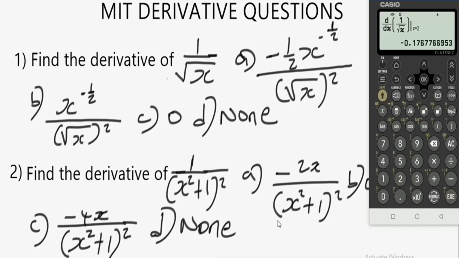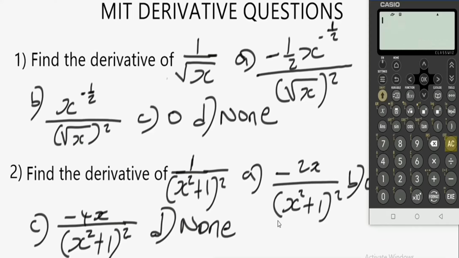So we have minus 0.176. Now we are going to simplify the options with the stored value. Anyone that gives us minus 0.176 will basically be the answer to this question. So let's begin with option A. Remember, we're having minus 0.176 here, so let's simplify option A.